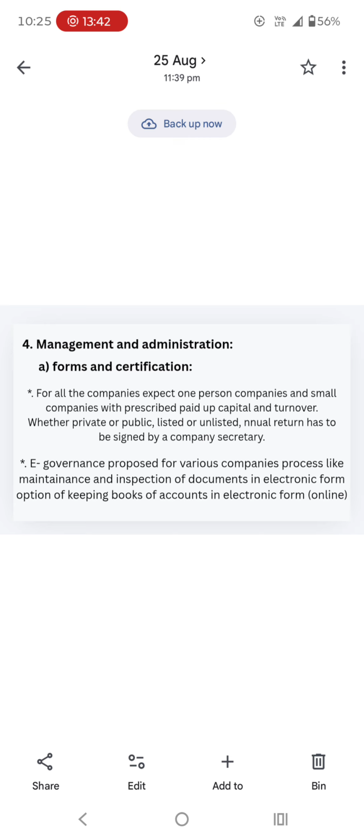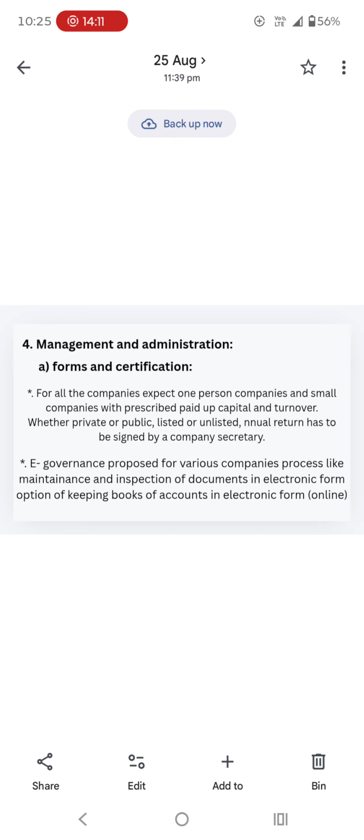It is run in a small quantity, but private or public, listed or unlisted, what are the annual returns, what is the turnover of the company has to be signed by a company secretary. E-governance is proposed for various company processes like maintenance and inspection of documents in electronic form, and the option of keeping books of accounts in electronic form online.